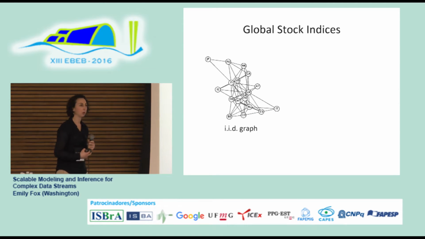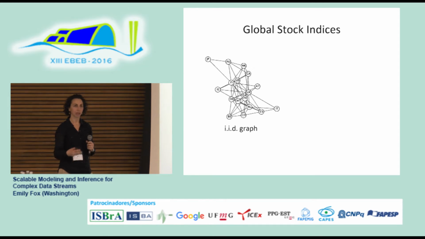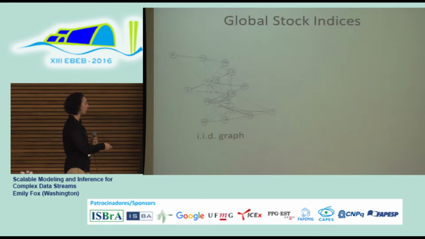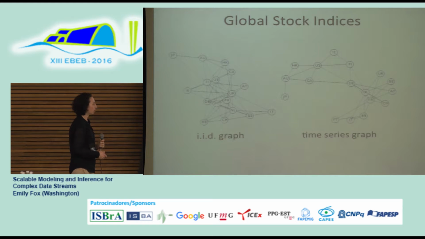Okay, so using this method, we looked at analyzing the global stock indices I presented earlier on. And if we treat those data as IID, and I should mention here we're just doing stochastic search over graphs, so if we use a standard technique for doing this stochastic search for IID data, we end up inferring a graph that looks like this, so very dense and pretty hard to interpret.